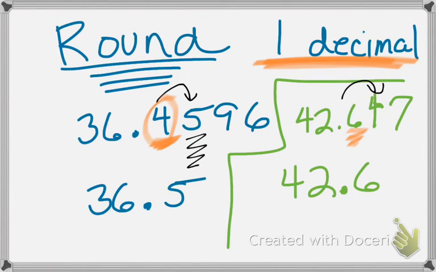So the rounding has been a bit of an issue for some people today. Just make sure that you read those directions on the homework, and it's going to tell you to round to 1 decimal place.